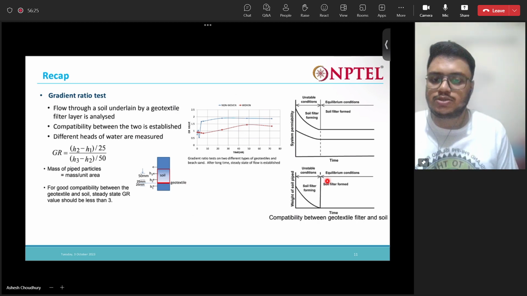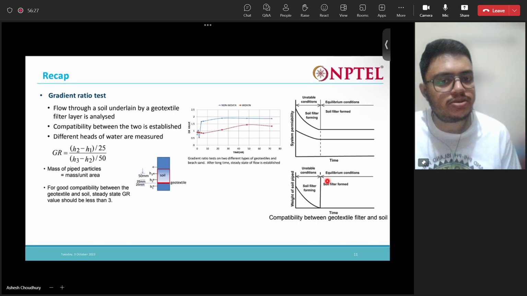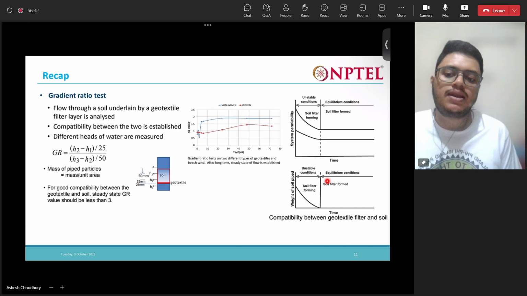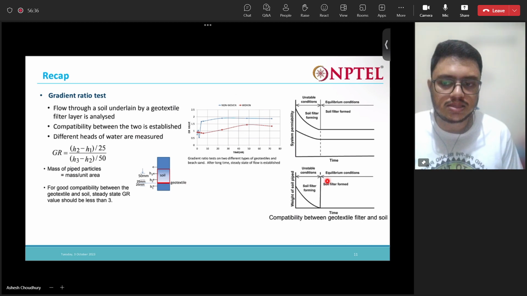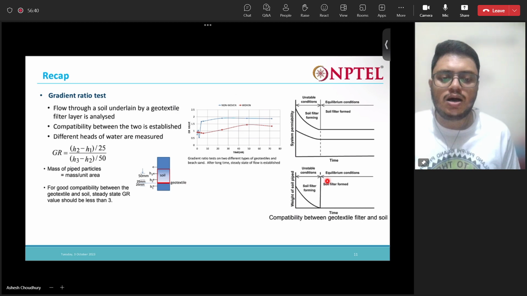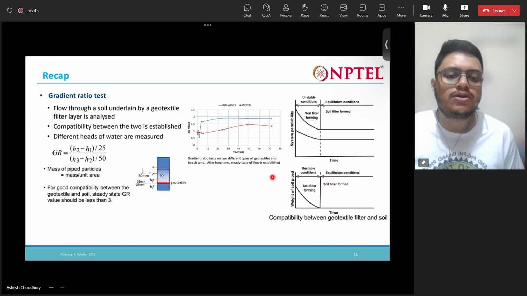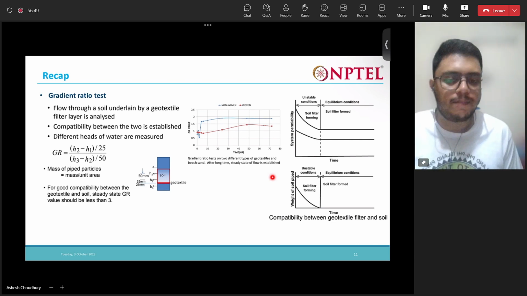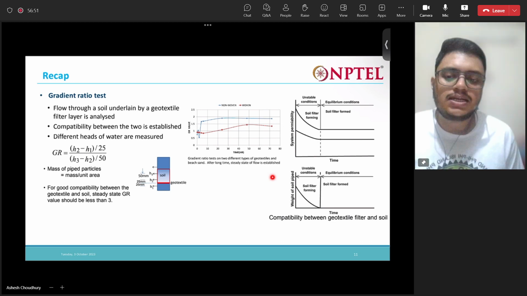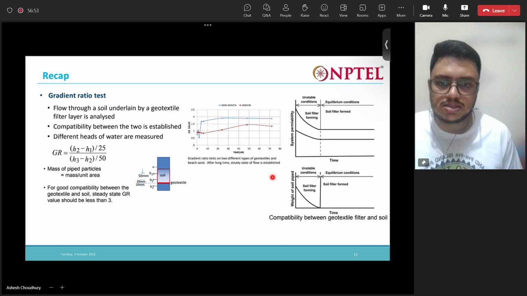Now, what is gradient? So, we studied this gradient ratio test before also, right? We had gone through this gradient ratio test before also. If you remember, we had discussed in detail. So, now we won't be discussing this in detail. This gradient ratio test is actually used to understand or to establish if a soil and a geotextile are compatible. Okay, to understand the compatibility between the soil and the geotextile. So that's why this gradient ratio test is used.